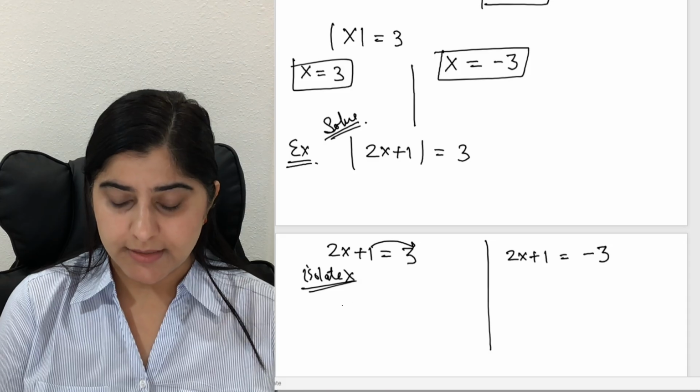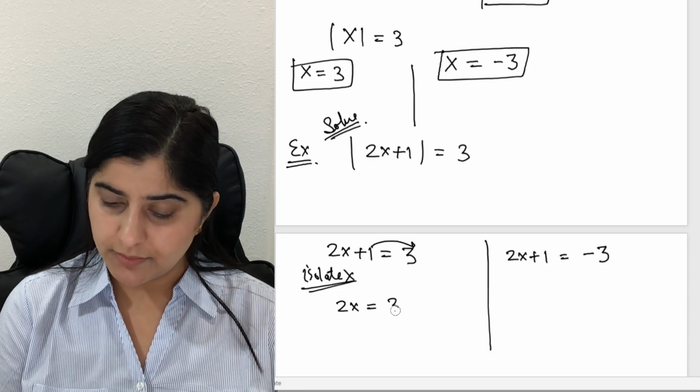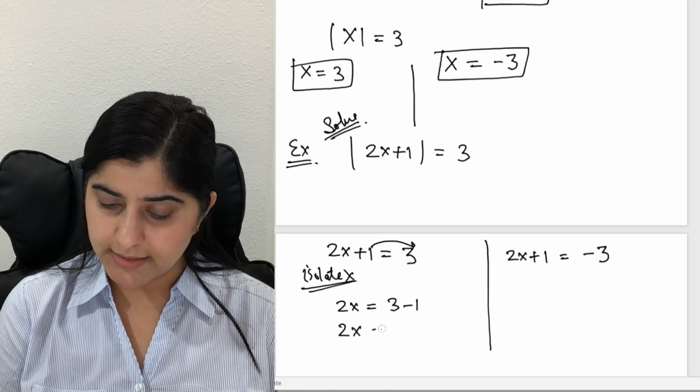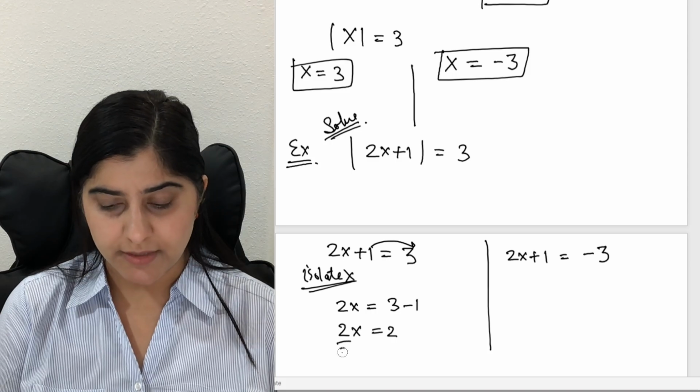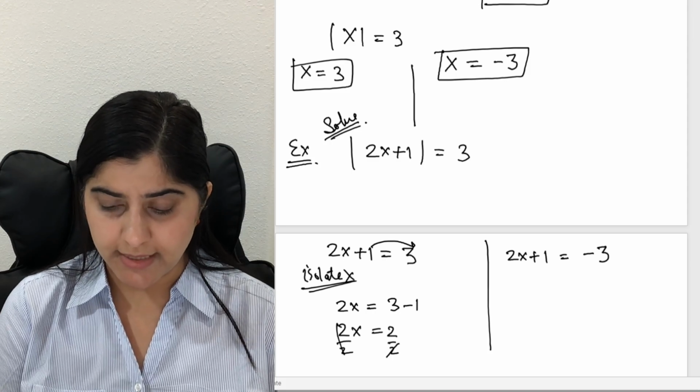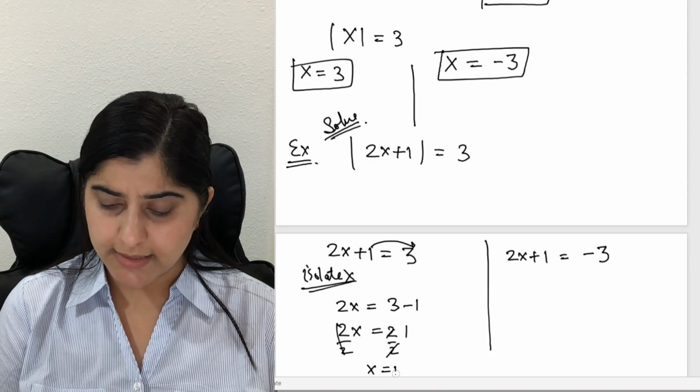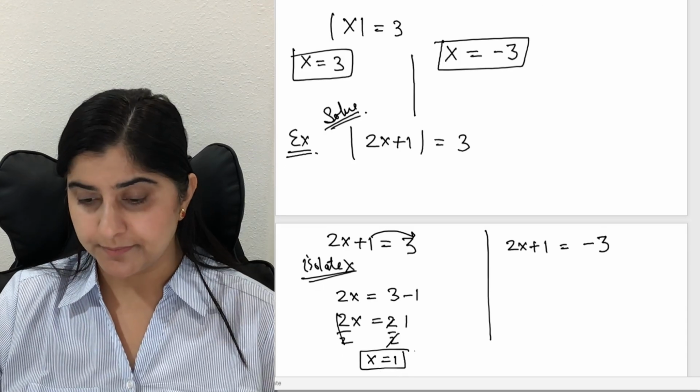Move the 1 to the other side. 2x is equal to 3 minus 1. So 2x is equal to 2. Divide both sides by 2 to isolate x. We get x value is equal to 1.